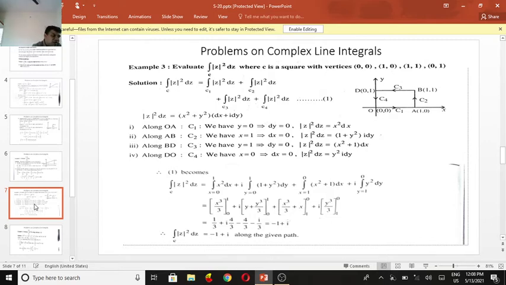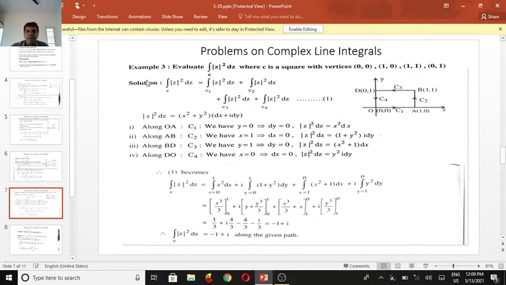First make a graph using the vertices. 0, 0 is the origin, then we take 1, 0 and 1, 1 and 0, 1. This is a square. So along line OA, I call this curve C1. Along line AB, I call the curve C2. Along line BD, curve C3. Along line DO, curve C4.